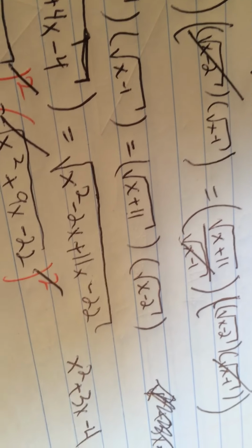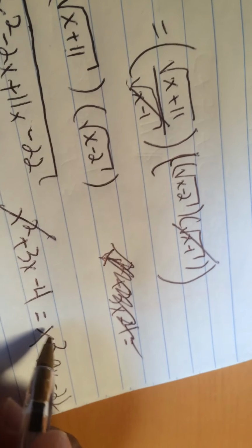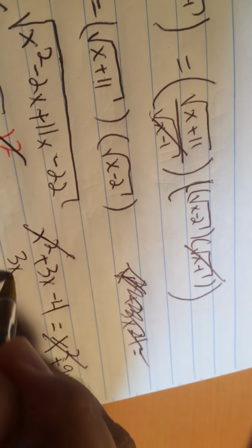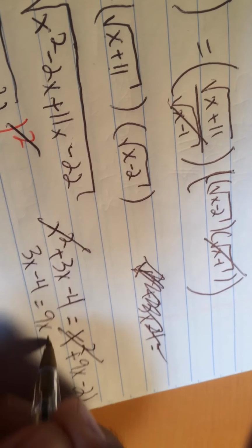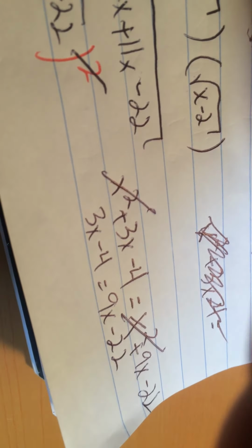X squared plus 9x minus 22. We already know that these get eliminated. They have the same number, same variable, same power. And then we just solve. 3x minus 4 is equal to 9x minus 22. And then we solve.